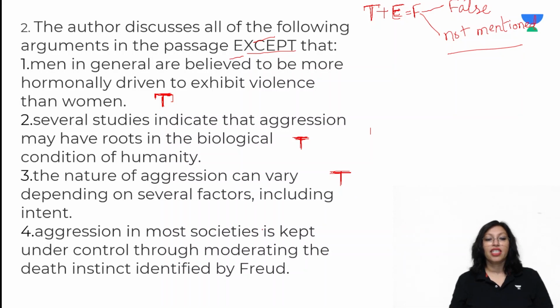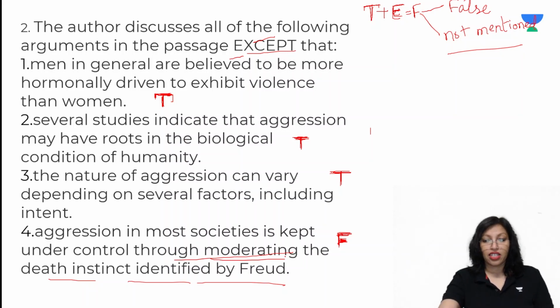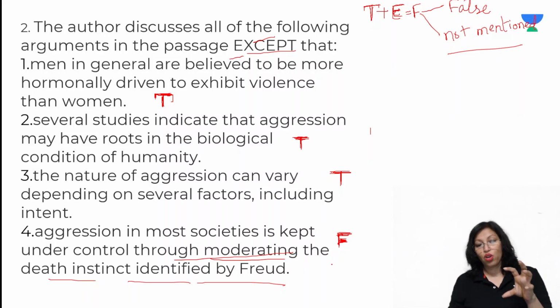Aggression in most societies is kept under control through moderating the death instinct identified by Freud. Now, here is where the answer goes false. Why? Because if you look back at the passage has very clearly said that there is a death instinct that was identified by Freud. But did the passage at any point of time say that aggression is kept under control through moderating this death instinct? The passage had not said that, right? And therefore this one is the one where you see this is actually a sort of a distortion, I will say.